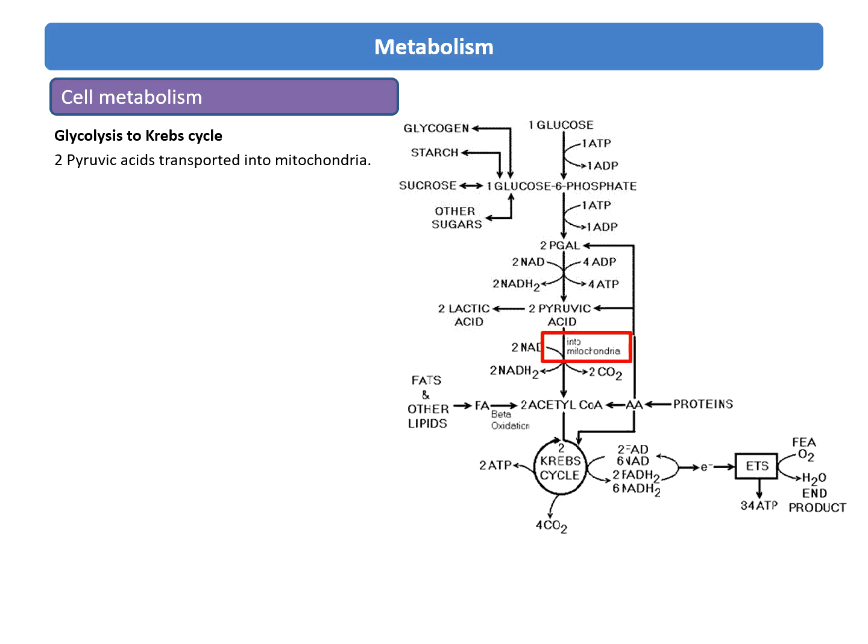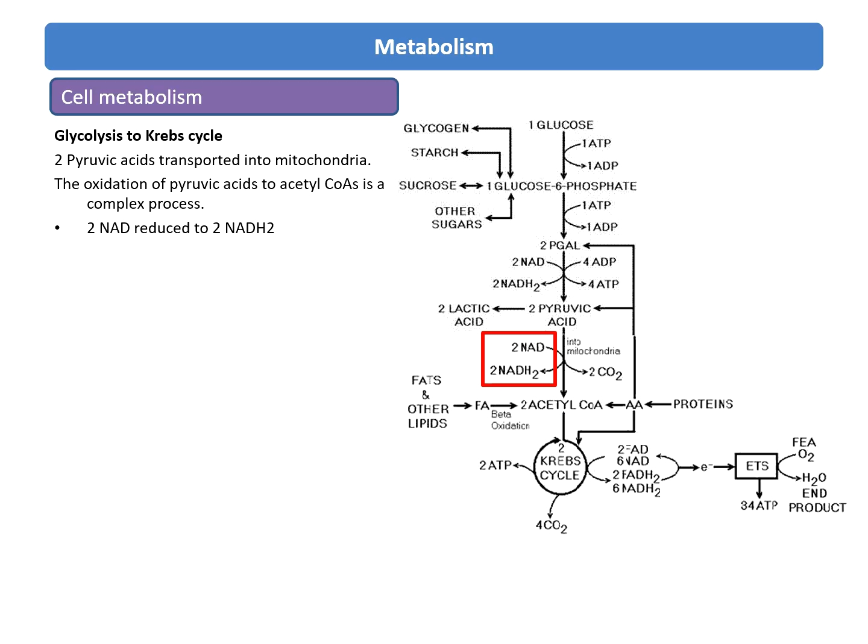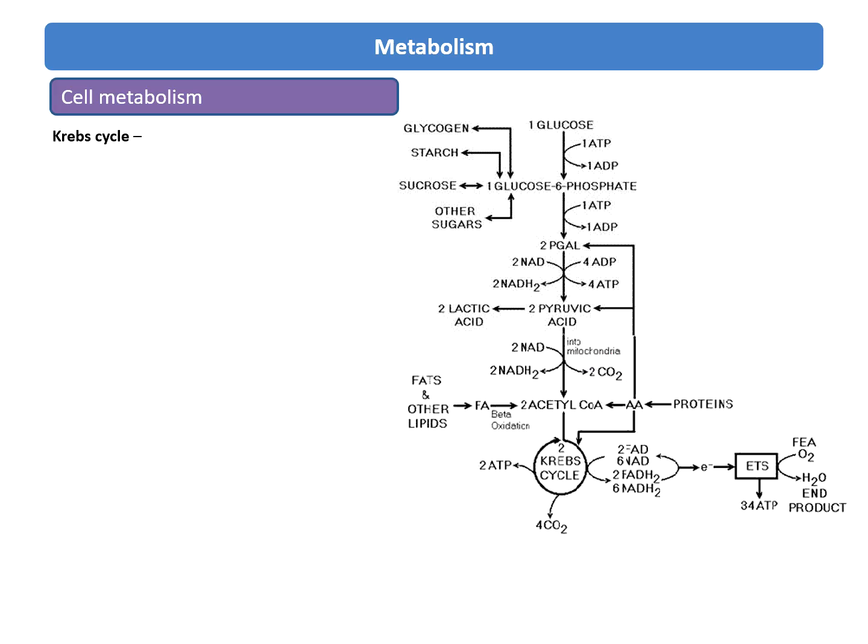Glycolysis to Krebs cycle. This is an intermediate step in which the pyruvic acid is transported into the mitochondria, oxidized to acetyl-CoA in a rather complex process. In this step, 2 NADs are reduced to 2 NADH2s. 2 carbon dioxides are generated.